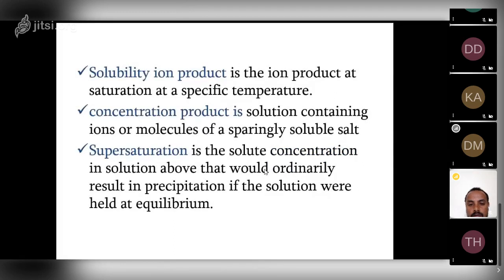There are different terms that we have to understand before we understand the biochemistry, like the solubility ion product. What is it? It is the ion product at saturation at a specific temperature. Concentration product is the product for a solution containing ions or molecules of a sparingly soluble salt. Supersaturation means the solute concentration is above that which would ordinarily result in precipitation if the solution were held at equilibrium.